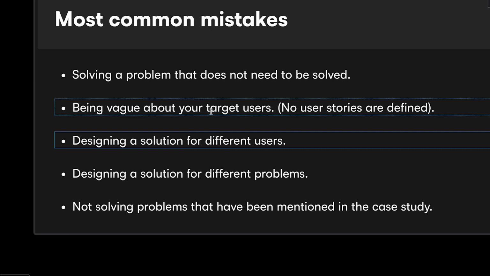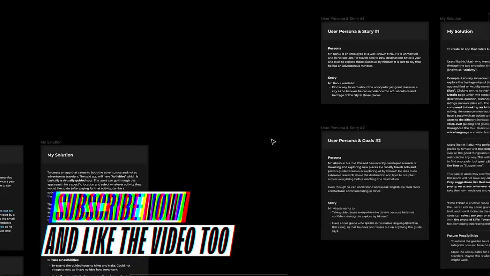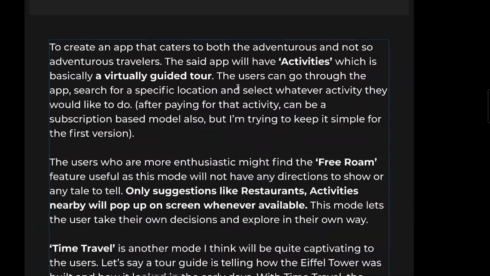You spoke about solo travelers in this part, but then your solution is for adventurous and non-adventurous, right? Where did adventurous come into the picture is my question. Okay. So coming back to the solution over here. Yeah, this was the one, right?